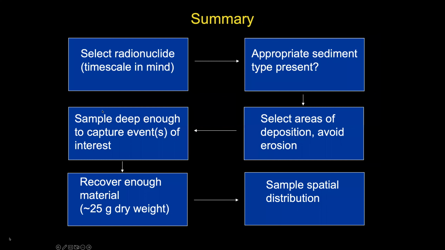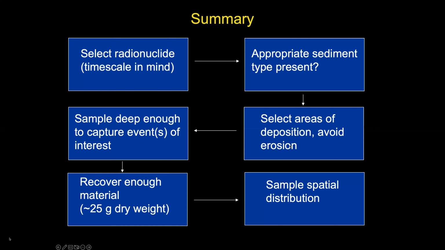So in summary, this is a general order, but some of these things are happening in tandem. They're not necessarily happening in the serial order that I'm presenting, but this is a general understanding of the field applications of radionuclides. First, select a radionuclide and keep in mind the time scale of interest. Is it an event scale? Is it decadal? Is it multi-decadal, et cetera? Then ask yourself, is the appropriate sediment type for the preservation of these radionuclides present? Fine-grained, organic-rich sediment in general tends to be the best, not always, but it's usually a good bet. The next thing is selecting areas of deposition and avoiding areas of erosion.